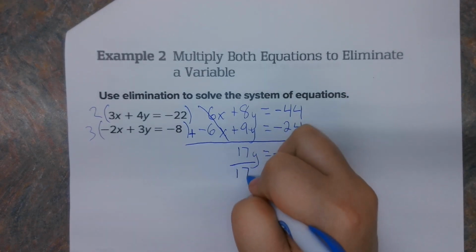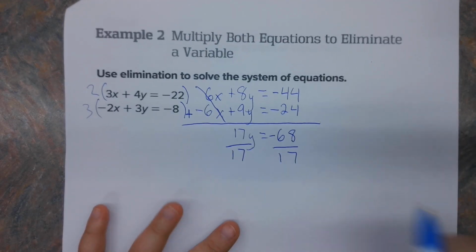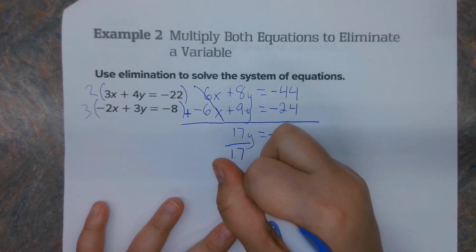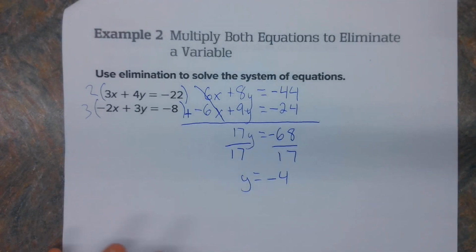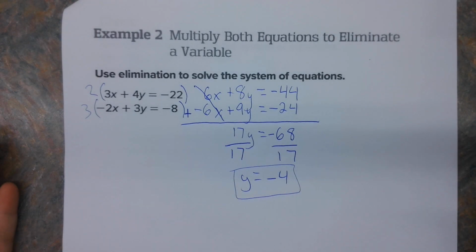Now I have to divide by 17. I can't do that one in my head. So 68 divided by 17. This is going to be negative 4. So y equals negative 4. So there's my first one. And now I got to plug it in.